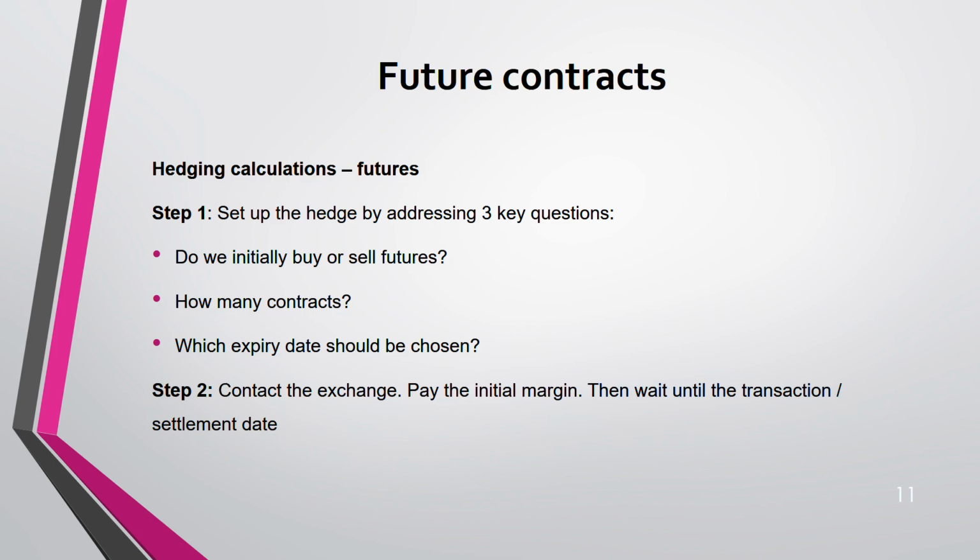Again, it depends on your hedging period and also the expiry date. Choose the future whose expiry date is closest to that hedging period. Step 2: you contact the exchange, you pay the initial margin, and then wait until the transaction settlement date.